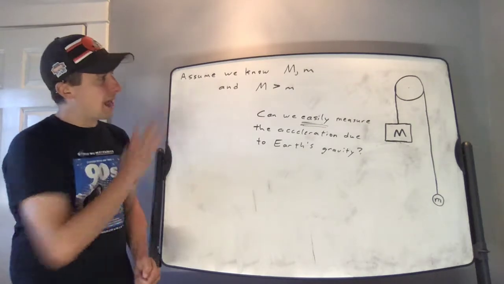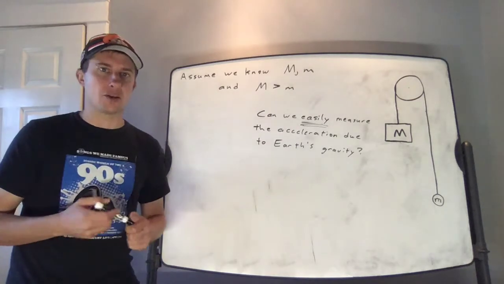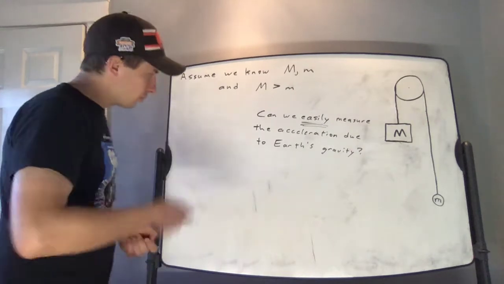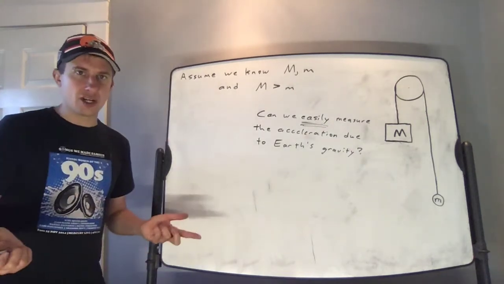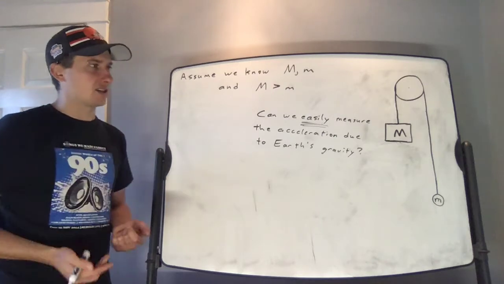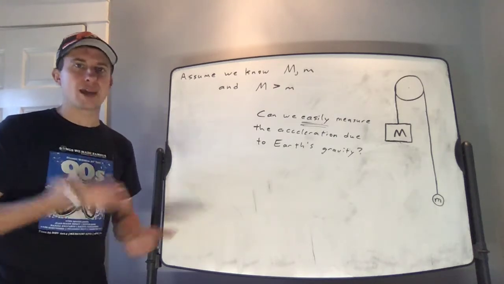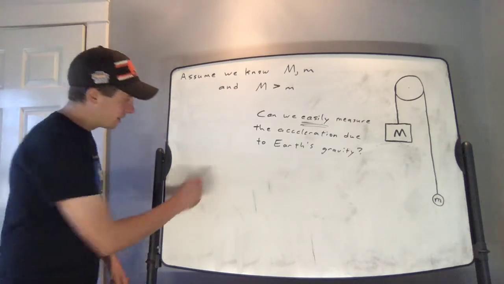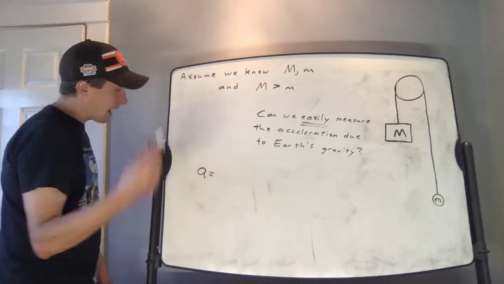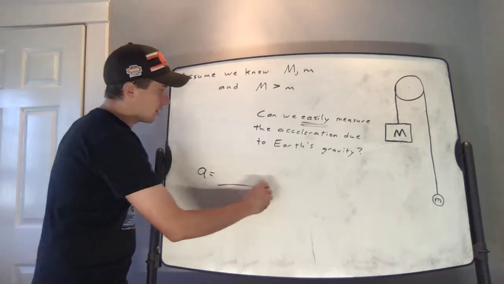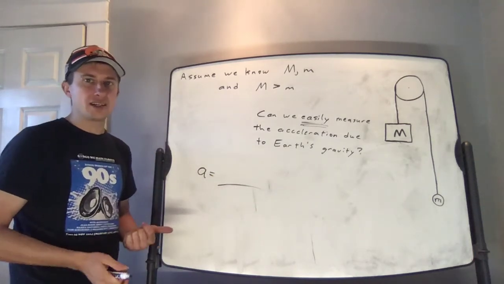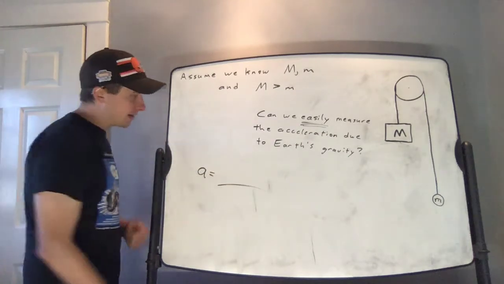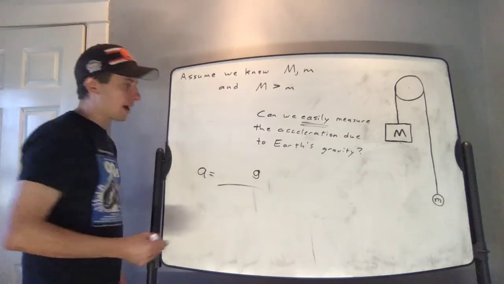So how will Atwood's machine actually help us measure the acceleration due to gravity? Well, presumably what we're going to do is we're going to measure an acceleration by watching these masses move just by eyeballing them, counting time in our head. And if we watch these objects accelerate, we'll be able to say the acceleration of the objects is equal to some stuff based on known quantities. Presumably big M and little m will be important here. And somewhere in here, there will be the acceleration due to gravity.